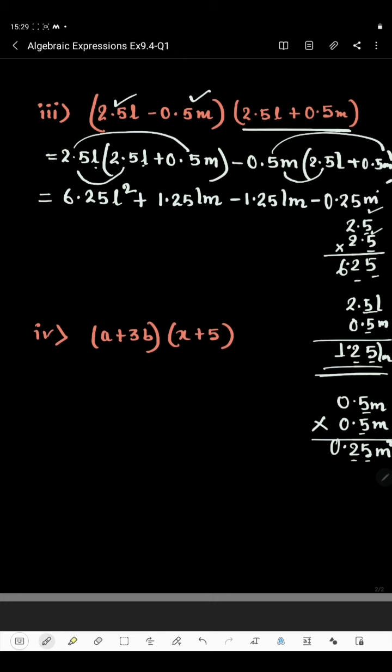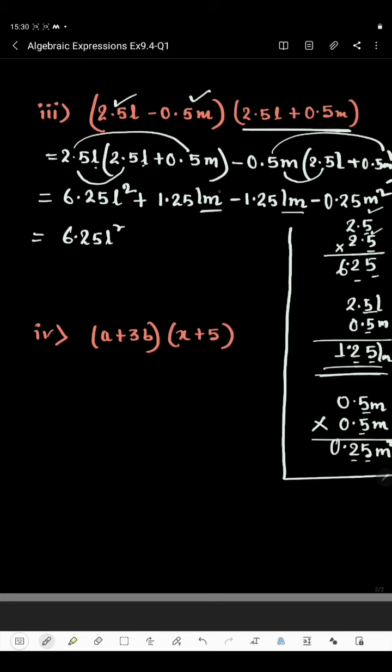Okay, so here we'll write, since with 0.5 the minus sign is there, it's minus 0.25 M square. Now here 6.25 L square will remain same, because there is no other L square present. But here LM, here also LM. So these are like terms with the same value and opposite sign. If you subtract 1.25 from 1.25, you will get 0, right? So what will remain here? Minus 0.25 M square. So the answer of the third part will be 6.25 L square minus 0.25 M square.